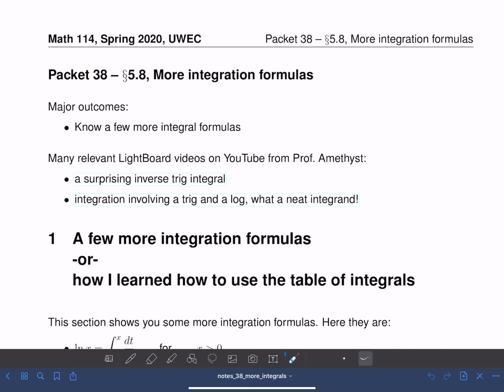So I want you to know a few more integral formulas, and really more than that, I want you to know techniques for integration. Particularly, we're going to play with stuff in the back of the book in the tables of integrals, and I want you to learn how to use those.